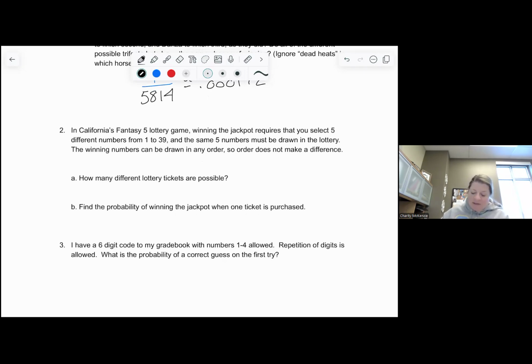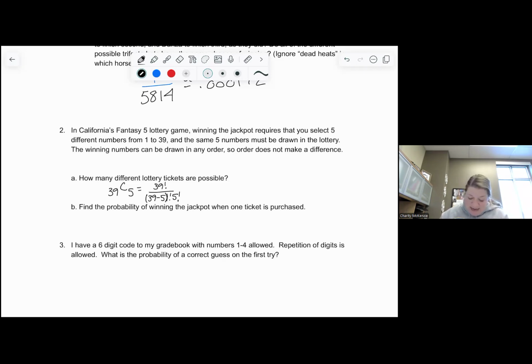So we are picking only 5 of the 39. So we know it's going to be 39 choose 5. And if we used the formula for this one, we know it would be 39 factorial over 39 minus 5 factorial times r factorial, that extra 5 factorial on there.